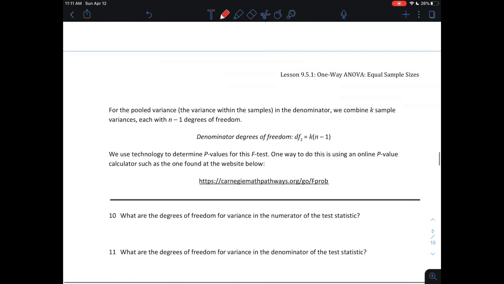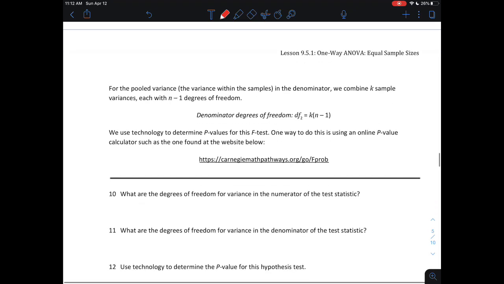For the pooled variance, the variance that we have in the denominator, the variance within the samples, we combine k sample variances, each with n minus 1 degrees of freedom. So in this case, the denominator degrees of freedom, df2, is equal to k, the number of samples, times n minus 1. We use technology to determine p-values for this F-test.